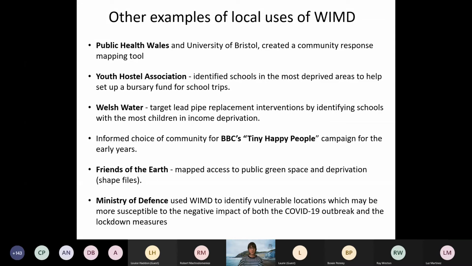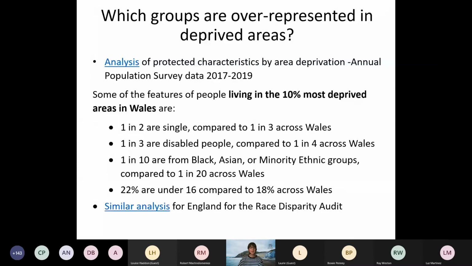So if we can move on to my final slide before I hand over to Elizabeth. The final slide from me summarises some national insights around which groups are overrepresented in deprived areas. I've quoted some Welsh figures here, but there's similar analysis existing for England with a link towards the bottom as part of the race disparity audit work.